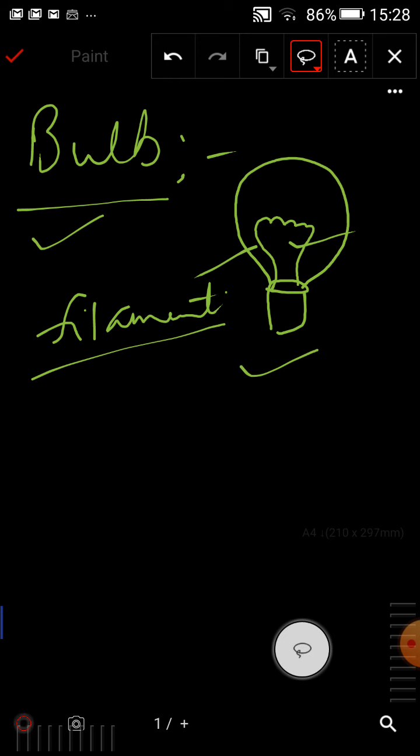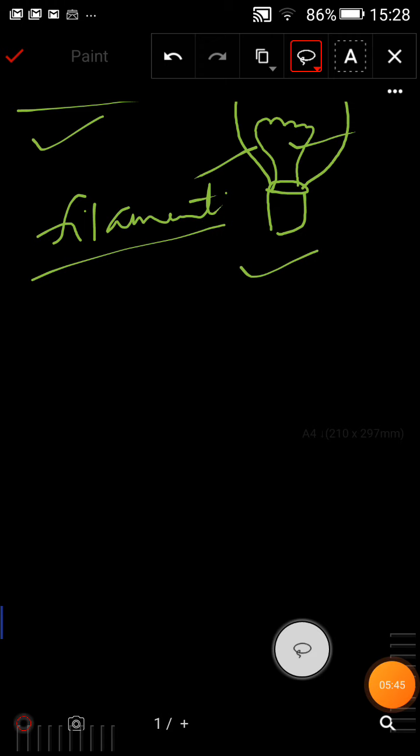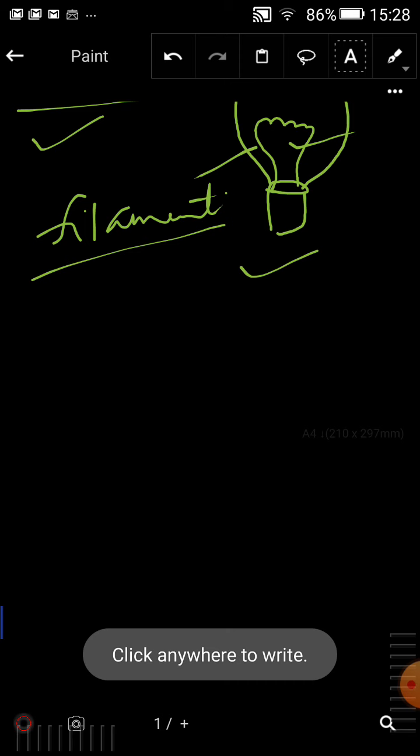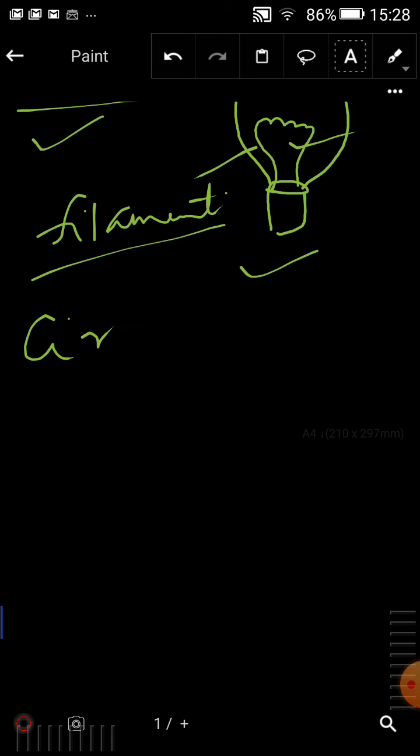Next one, what is a circuit? The complete path from one terminal of the electric cell through the bulb and back to the other terminal of the electric cell is called a circuit.